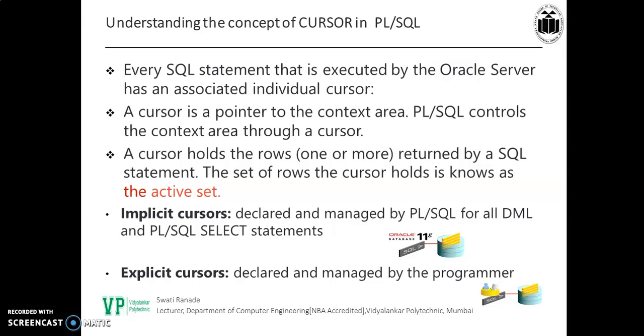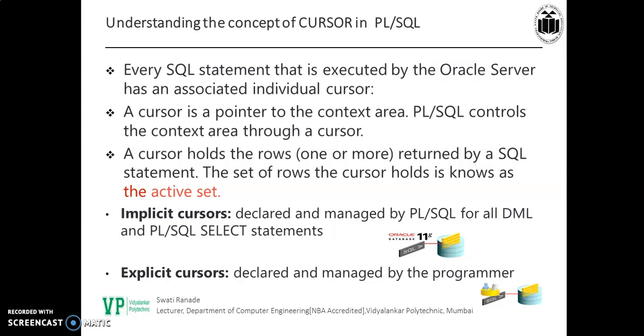So a cursor has two types. One is an implicit cursor and the second one is an explicit cursor. In case of an implicit cursor, this type of cursor is declared and managed by PLSQL for all DML and PLSQL select statements. We can retrieve information about an implicit cursor by using some attributes, like %notfound, %found, %isopen, or %rowcount.